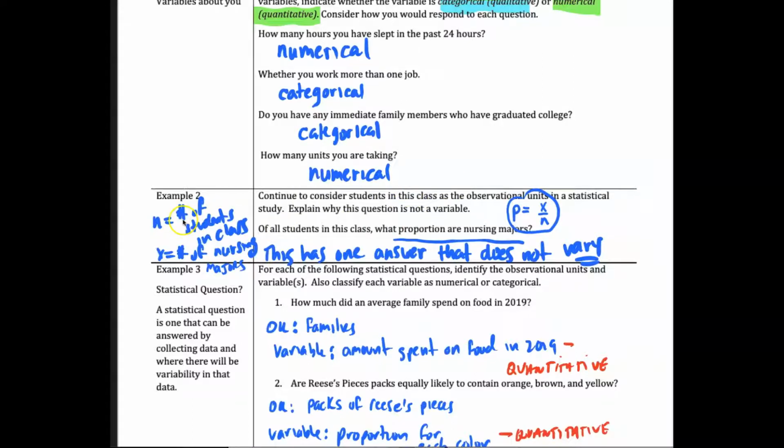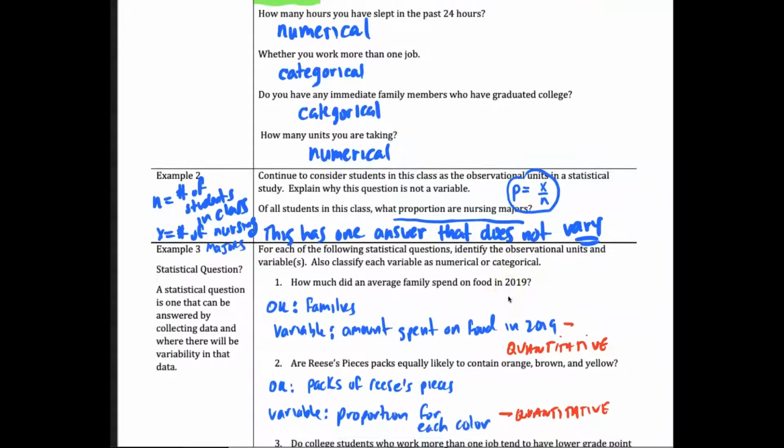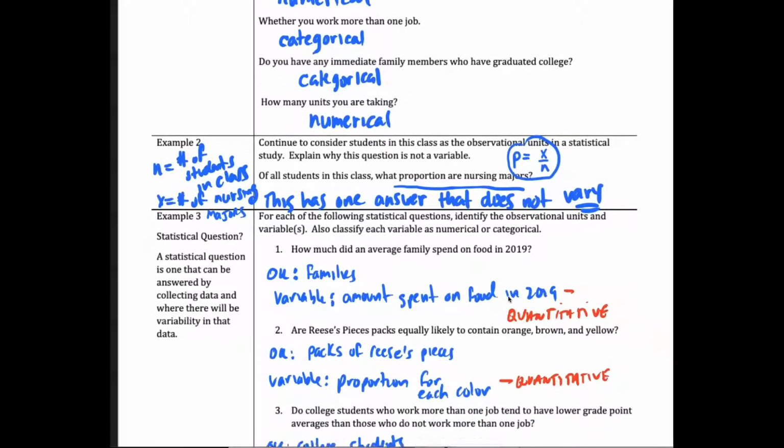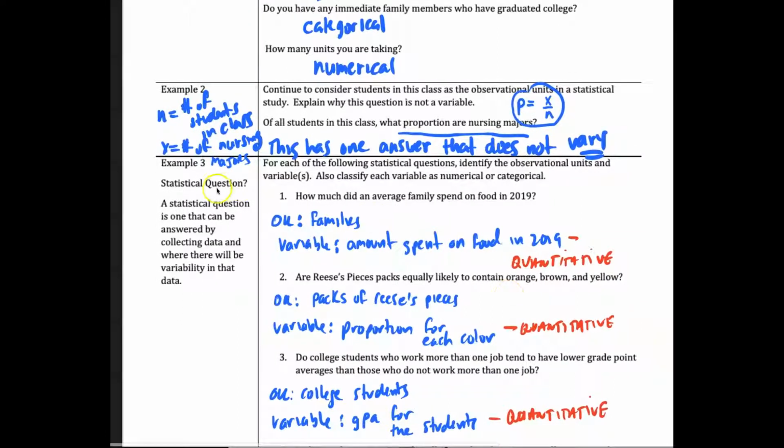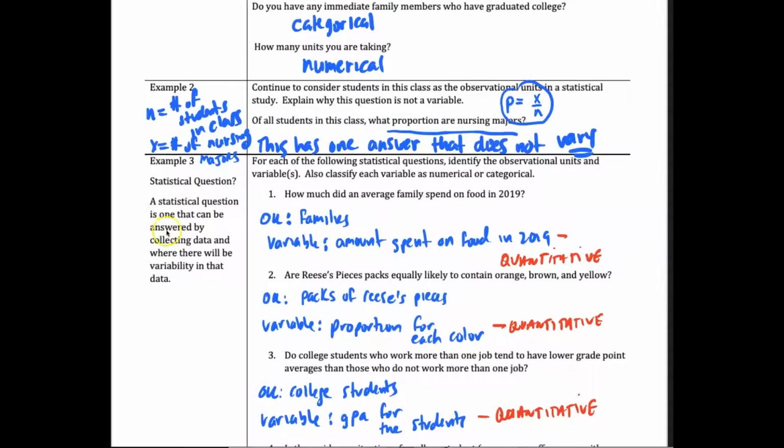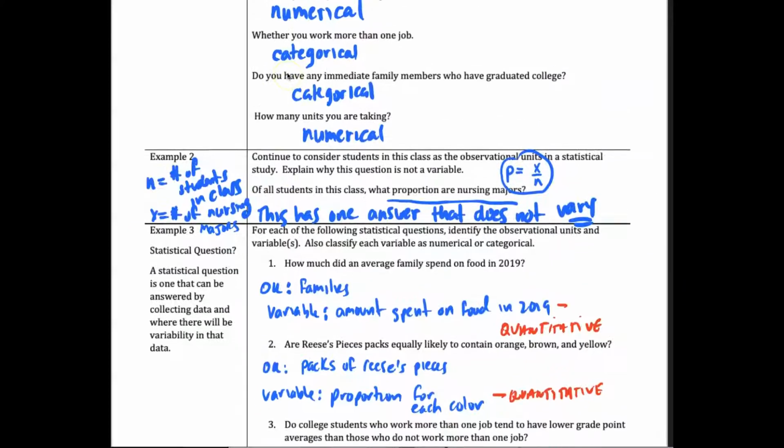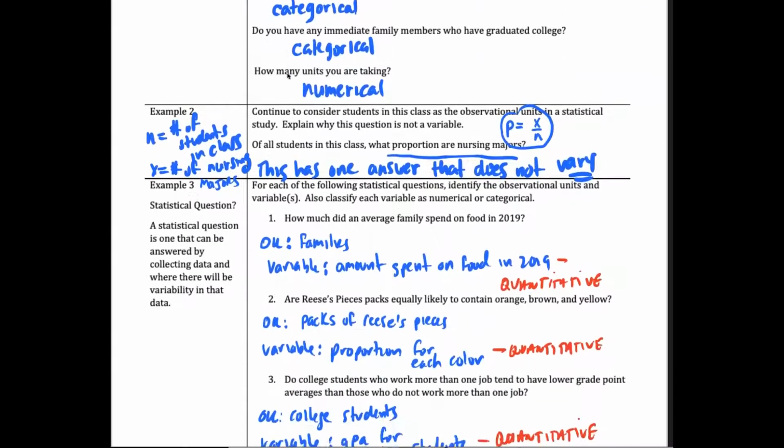We know how many students there are in the class, and we know how many nursing majors there are, and we would get that answer. There is no variance. The values don't change, in the sense that for our class, we know what the proportion is, and so that's why that would not be a variable. And then the last one, thinking of the statistical question, and a good reminder of what a statistical question is here, connected to what we were looking at in these other examples.